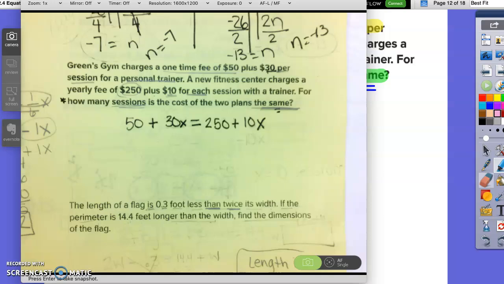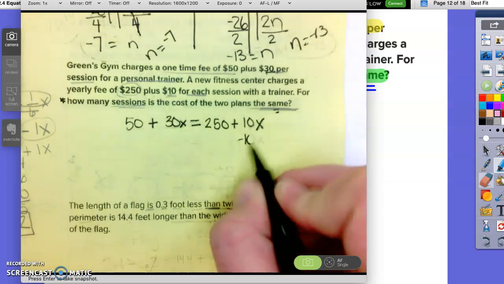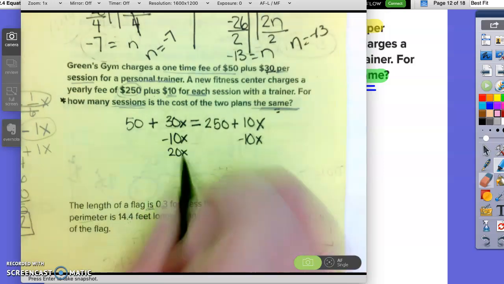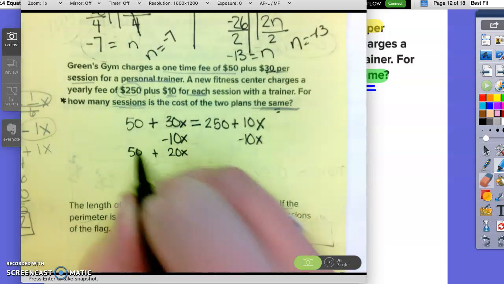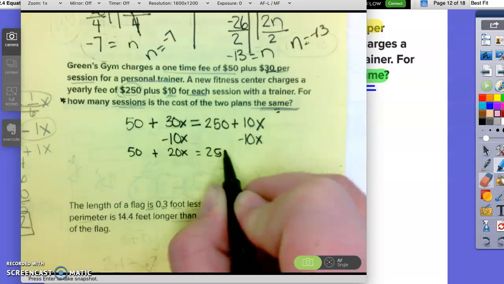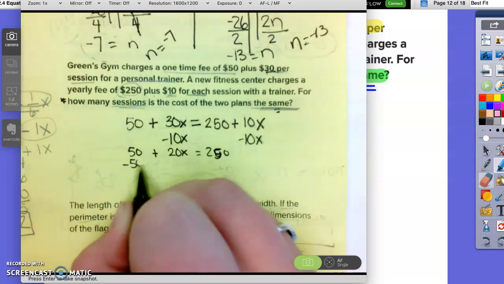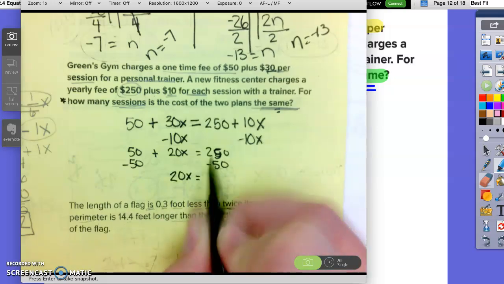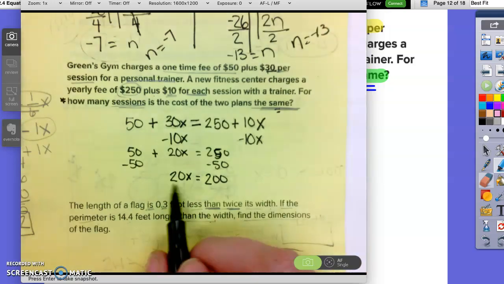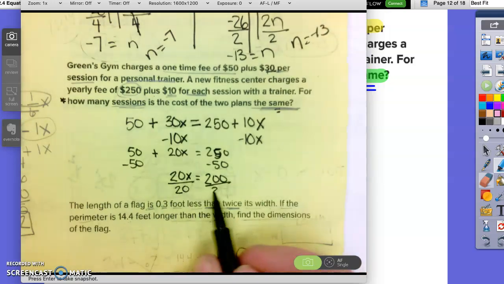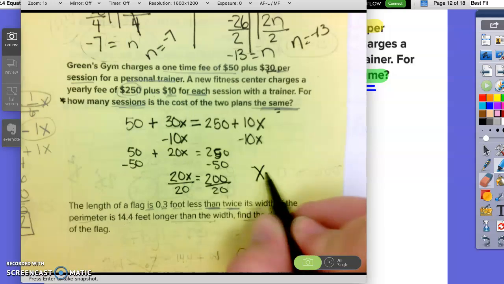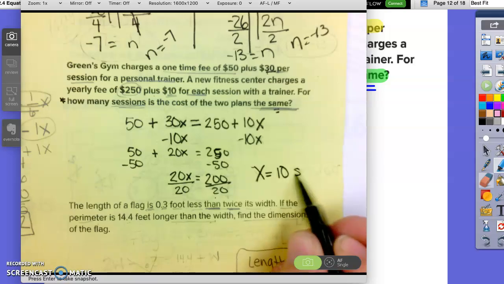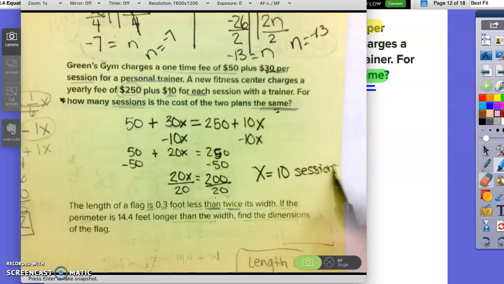So I have again variables on both sides. I need to subtract that smaller variable term. So here I have 20x plus 50 equals 250. Oh, sorry. Then I need to subtract 50. So I get 20x equals 200. And I need to divide both sides by 20. So x equals 200 divided by 20 should be 10. Now I want to label my sessions.